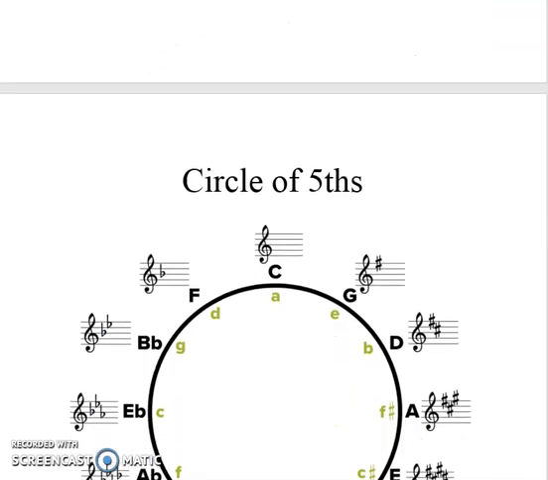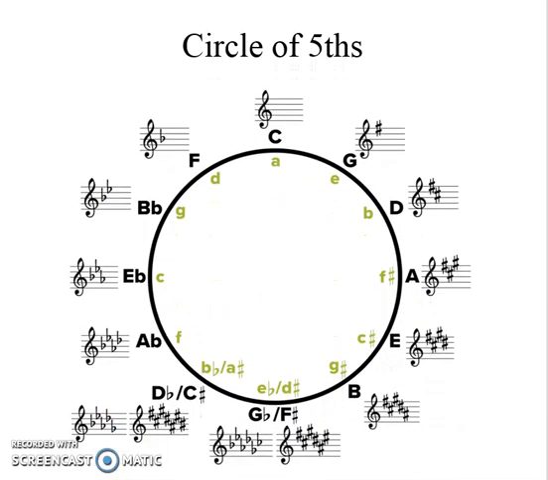Moving down to the circle of fifths. Do not worry about what's down here at the bottom. All you're concerned with is the stave. No sharps and no flats is C major. When you move over here, you have 1 sharp, 2 sharps, 3 sharps, and 4 sharps. Moving to the left, you have 1 flat, 2 flats, 3 flats, and 4 flats.